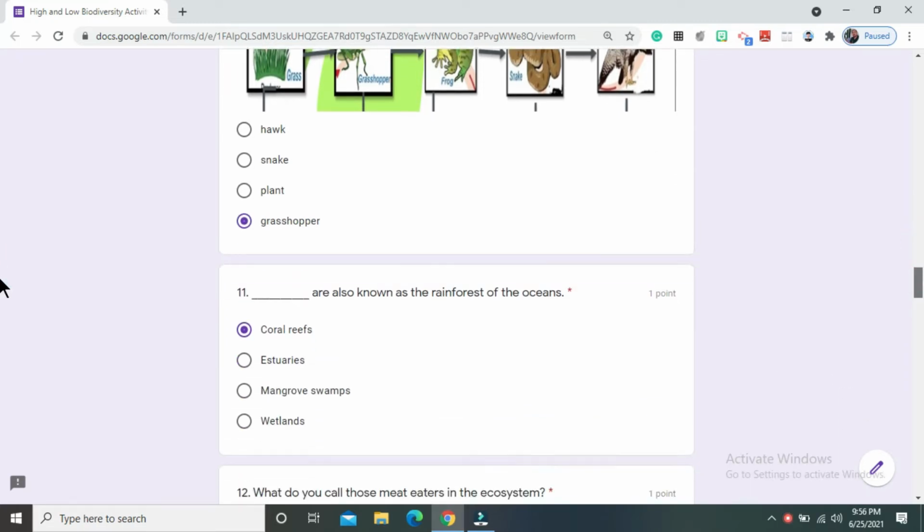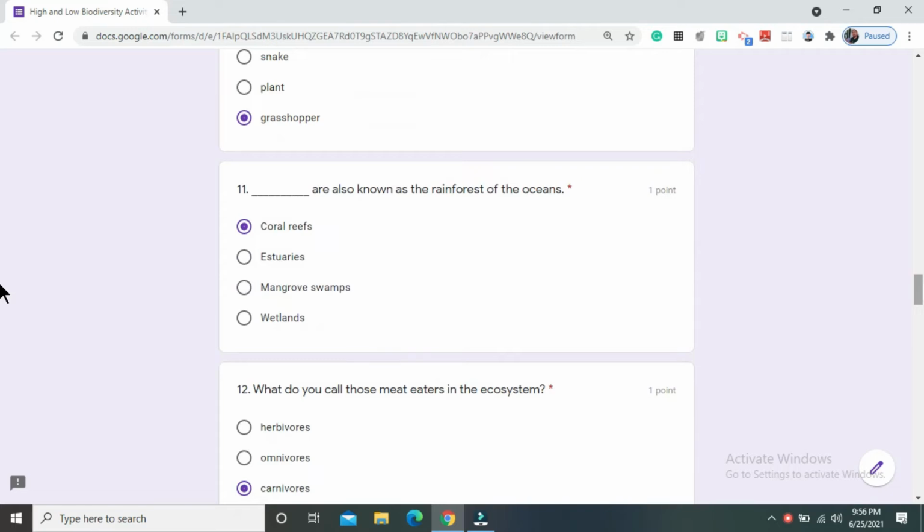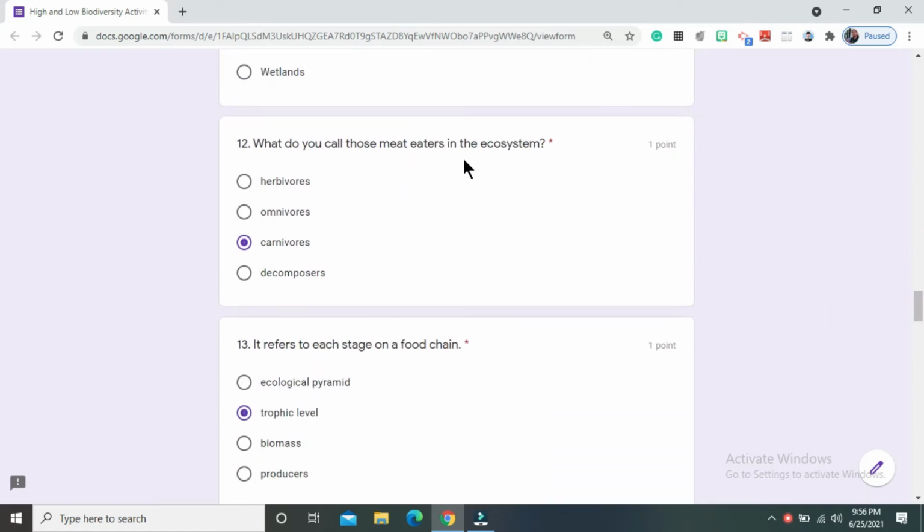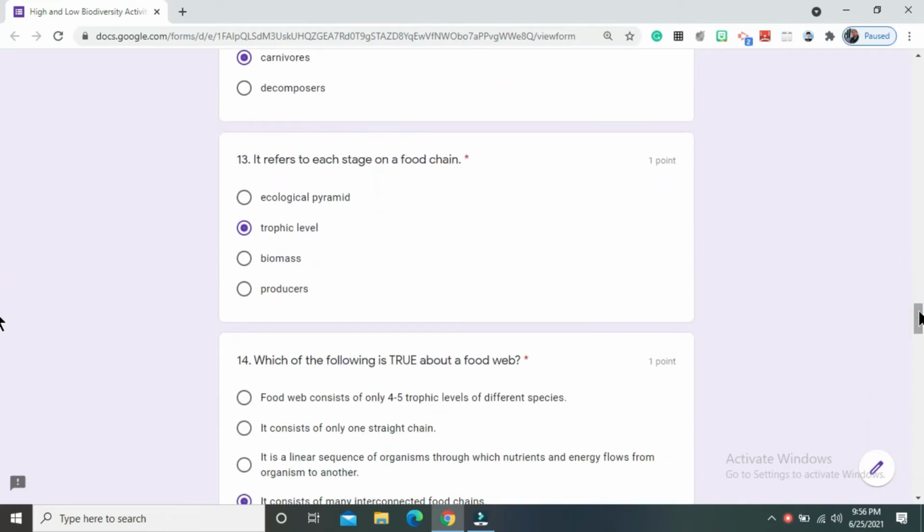Question number 11. Blank are also known as the rainforests of the oceans. The correct answer is coral reefs. Question number 12. What do you call those meat eaters in the ecosystem? The correct answer is carnivores. Question number 13. It refers to each stage on a food chain. The correct answer is trophic level.